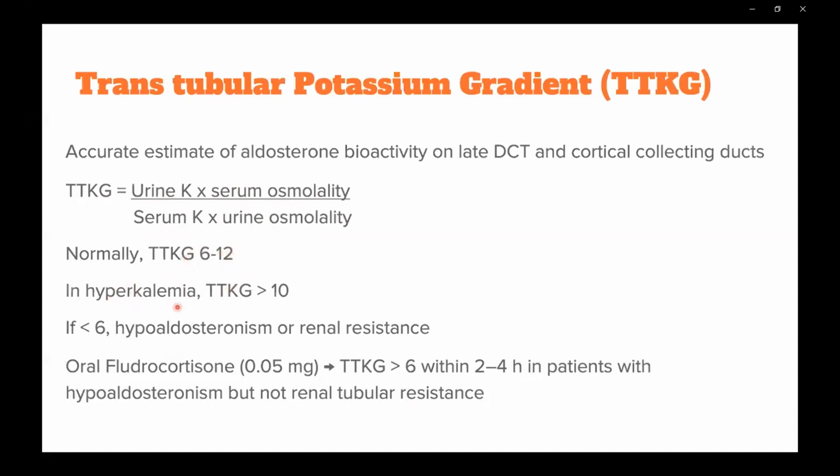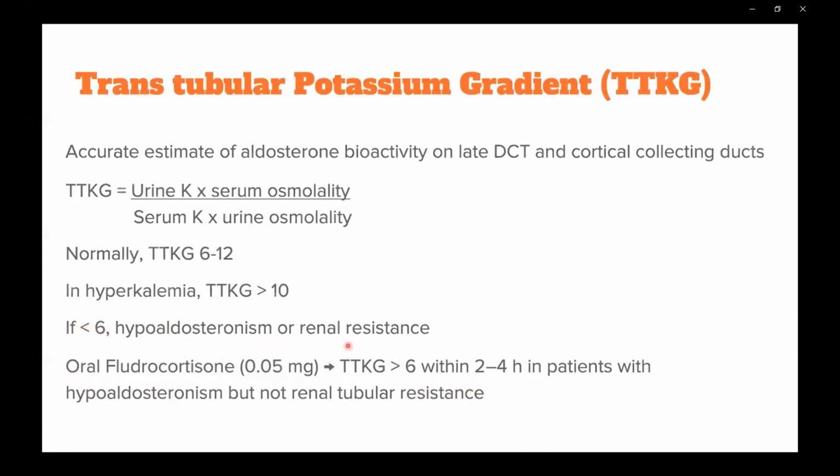Whenever there is hyperkalemia, the TTKG has been found to be useful. In the setting of hyperkalemia, you expect the TTKG to also be high. But if the TTKG remains low, less than 6, you want to know whether this is because of hypoaldosteronism or because of intrinsic renal resistance. To differentiate between these two, you give one oral loading dose of fludrocortisone, about 0.05 milligrams. If hypoaldosteronism was the cause of this low TTKG, giving this would correct it, and the TTKG would rapidly rise to more than 6 within the next 2 to 4 hours.